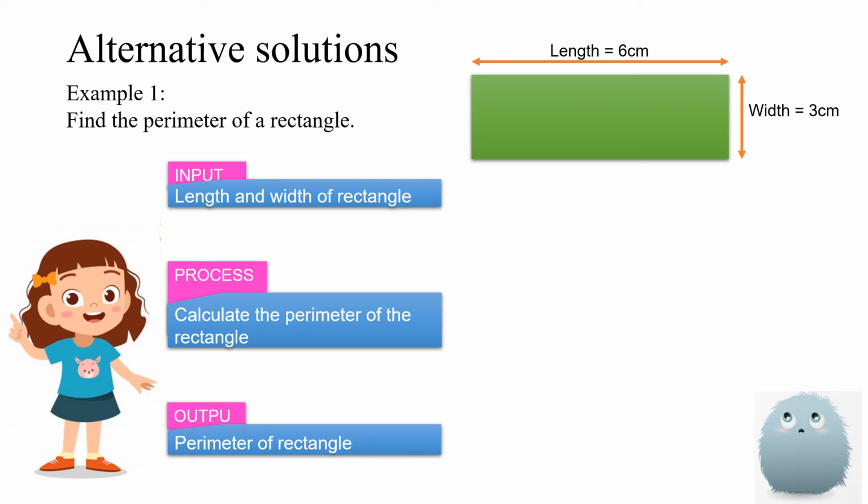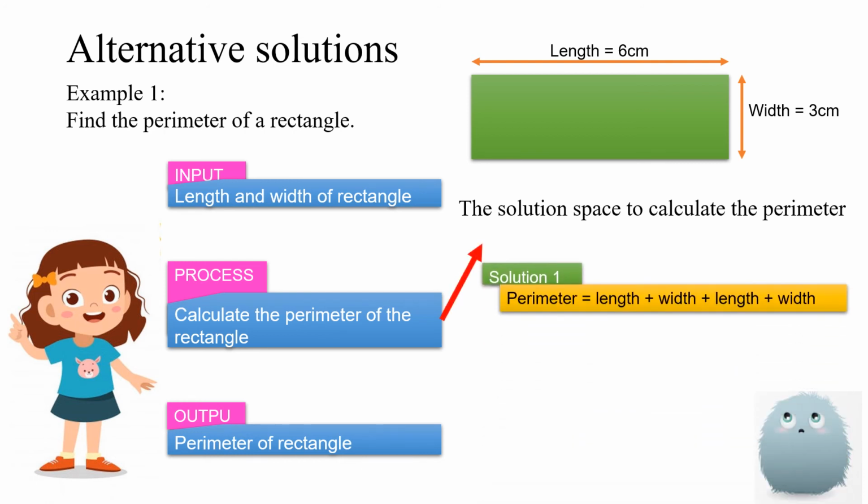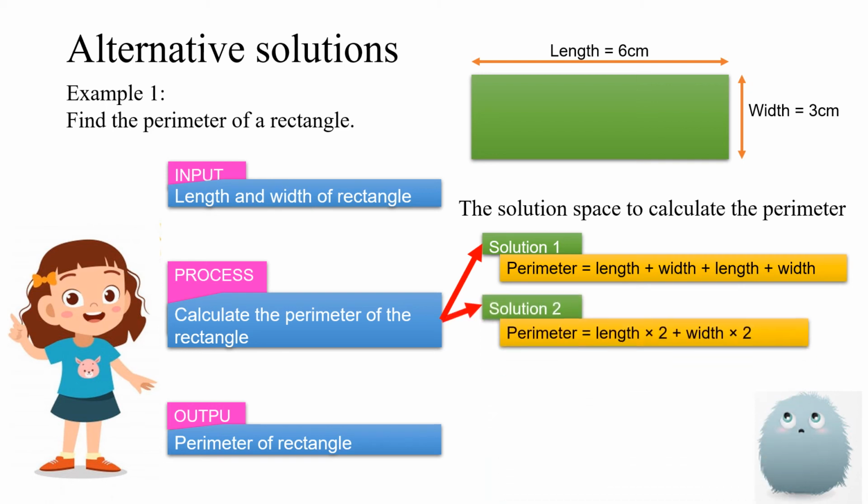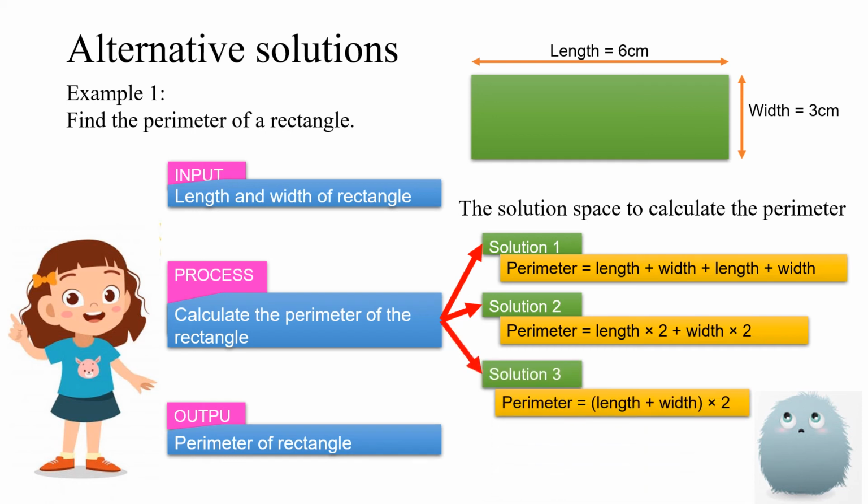For the process, we can have a number of solutions. The first solution is perimeter equals length plus width plus length plus width. The second solution, we can calculate the perimeter using this formula: length times 2 plus width times 2. And also we can find the perimeter using this equation: (length plus width) times 2.